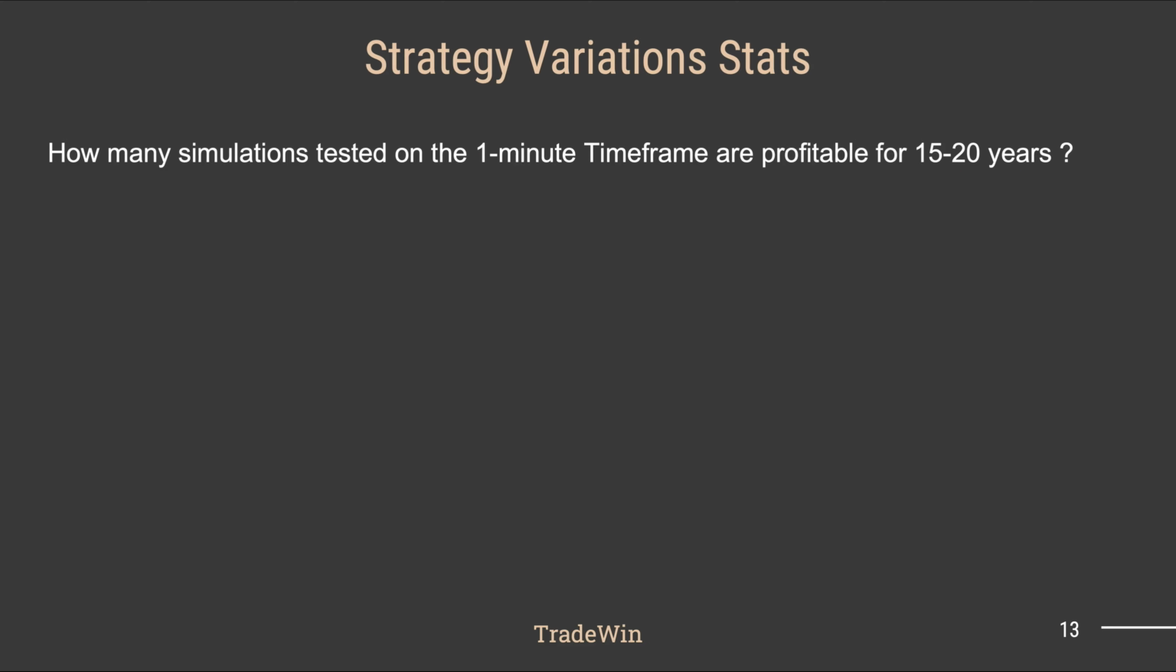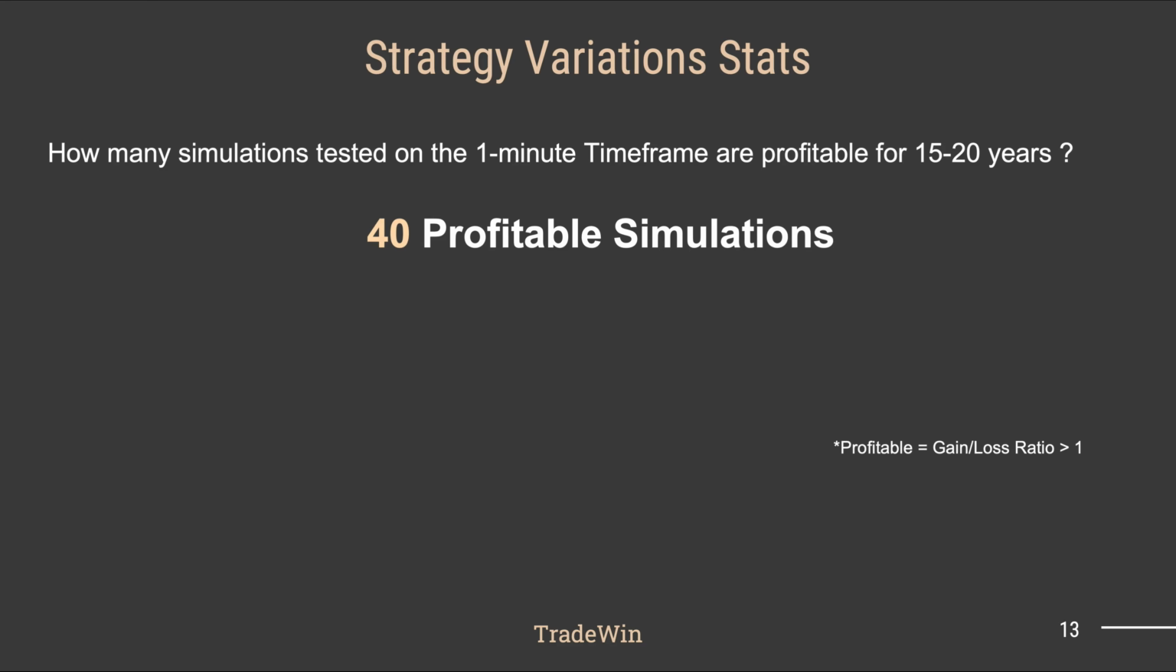Another question we might ask ourselves is how many variations of the core strategy tested on the 1 minute time frame are profitable for the backtested period? And the answer is 40. I define a profitable simulation as one where the overall results have a gain-loss ratio greater than 1. This means you earn more than you lose.